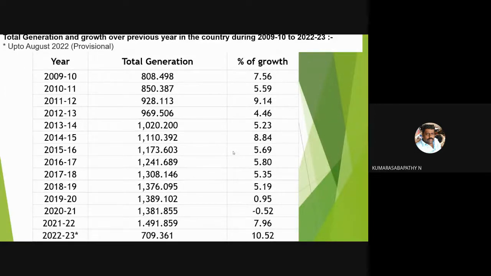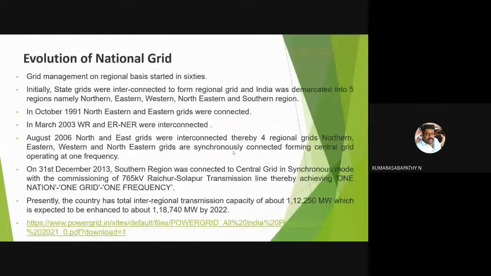The state dispatch center as well as the national dispatch center can give instructions to a particular generating station, mainly the non-renewable generating station, to reduce its power generation, so that we have improved by nearly 10.52 percent growth in the production of power. It is possible only by the usage of smart grid.